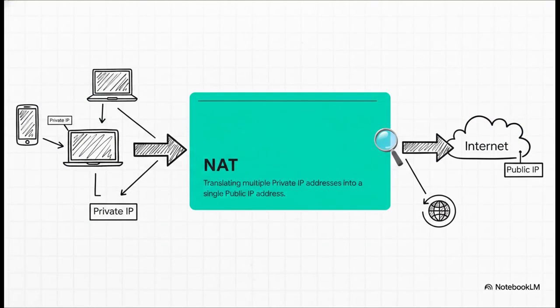But wait a second. If we ran out of IPv4 addresses years ago, how on earth is the internet still working right now? The answer is NAT, or Network Address Translation. It's this clever trick that hides all your home devices, your phone, your laptop, your smart TV, behind just one single public IP address provided by your ISP. It basically translates all your private local IPs into one public IP, which has literally saved billions of addresses globally.